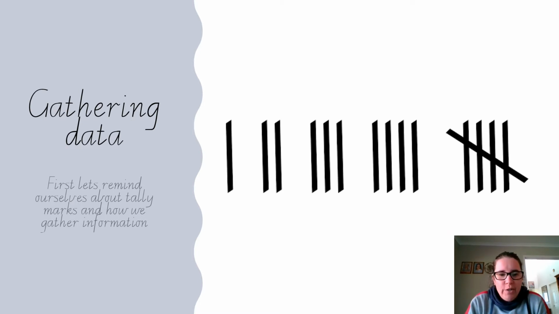So, first of all, let's remind ourselves. When we are collecting data, we might have asked a question, or we might have been looking at pictures, and we use tally marks so that we can remember how many of each thing there was. So, when we looked at the story Tally O'Malley, and we looked at the t-shirts, we counted how many different colours there were and we wrote down tally marks to remind us. We're now going to use those tally marks to make a graph.